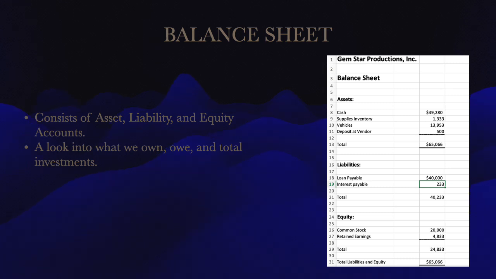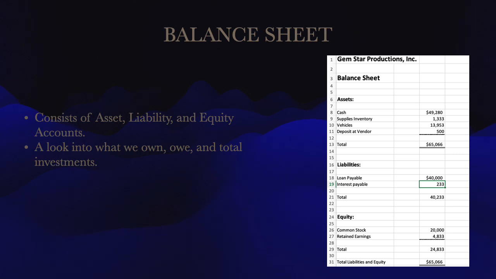The next number we see is listed as a deposit at vendor for $500. This number simply represents the $500 we paid to Soundstage for next month for the use of their property for our event. Since this value is paid for a future use, it is considered an asset for us. The final number on this account is the total of all of our assets combined, which came out to $65,066.